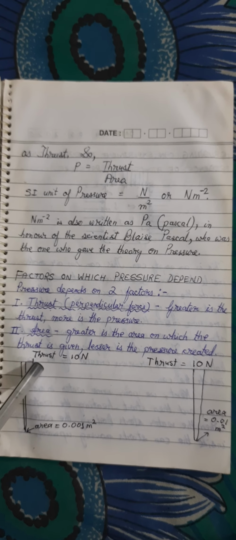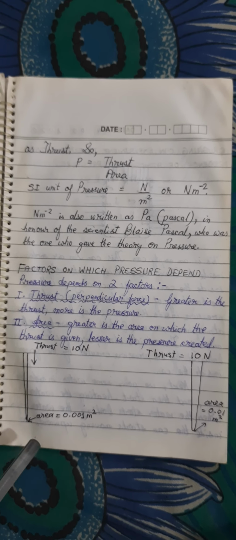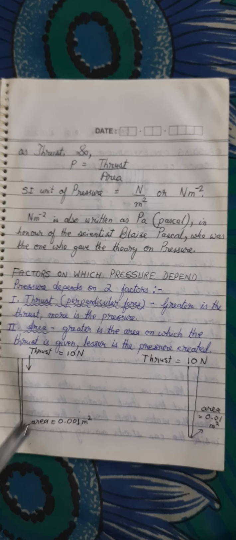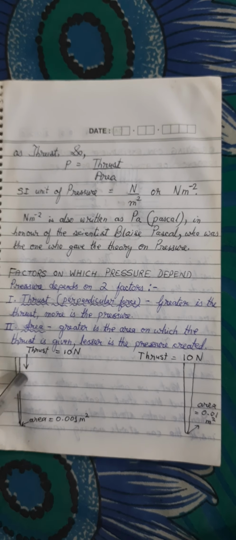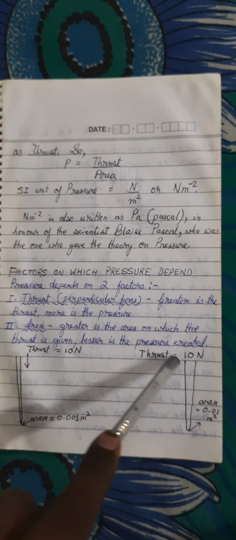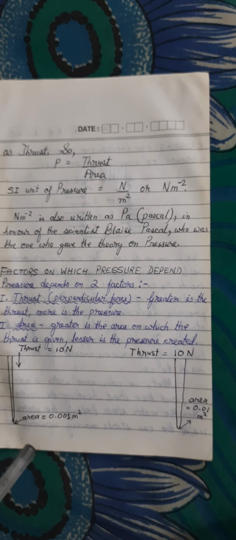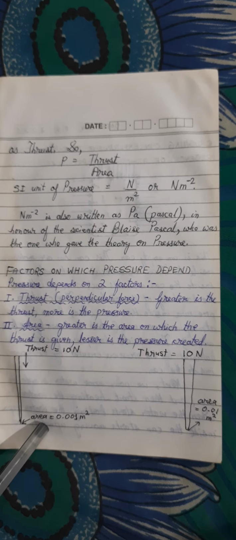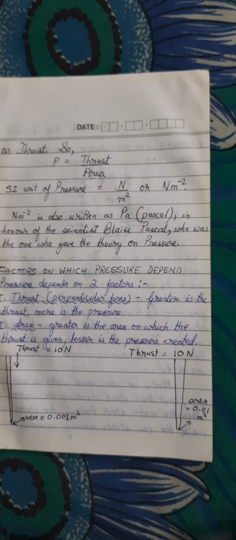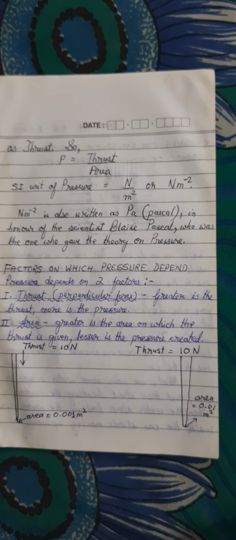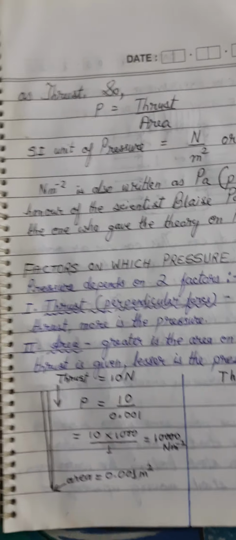For calculating pressure, we will need two things, thrust and area. I have given both over here. In both cases, the thrust is the same. You can see 10 Newton, 10 Newton. Only the area of the two objects is not the same. For this one, the area is lesser compared to this one.